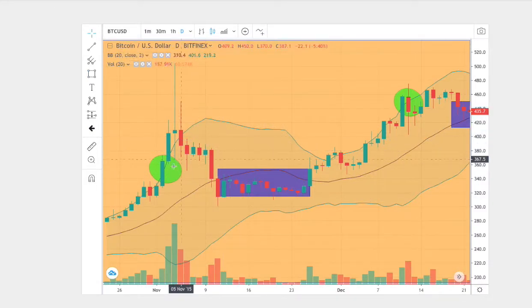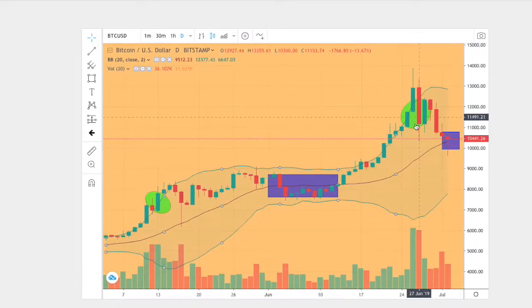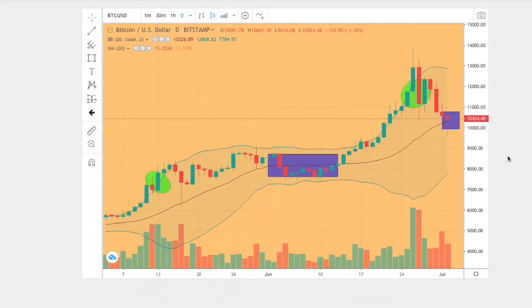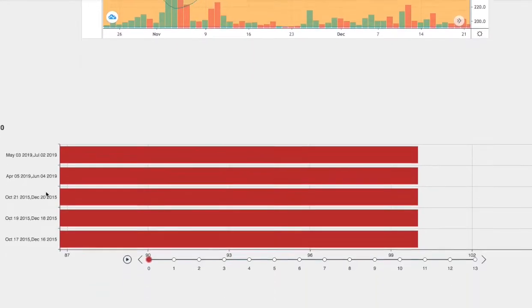So what we have is 1, 2, 3, 4 points. 1, 2, 3, 4 points as well. So there's reason to believe that the trends and patterns are the same. The outcome and forecast would also be the same. So let's head to the forecast model.